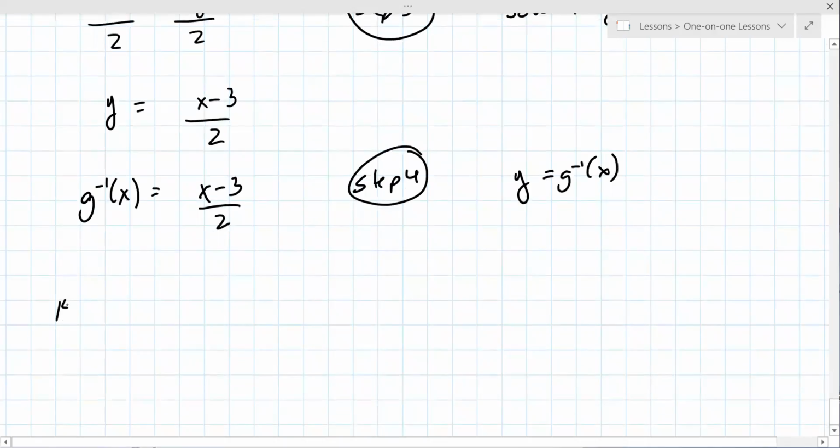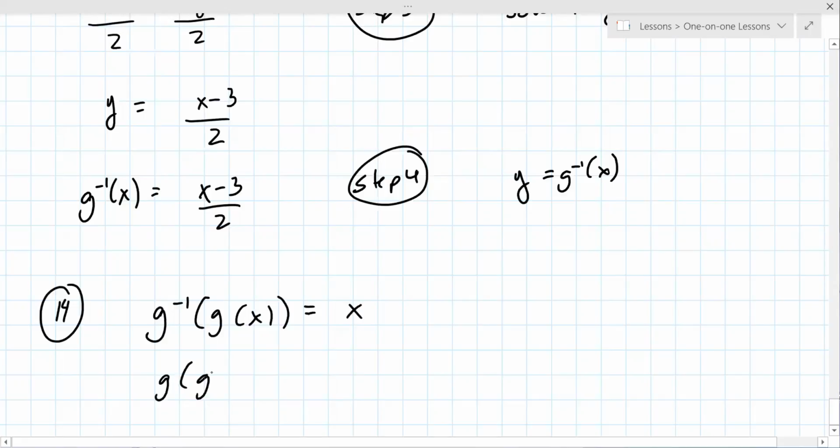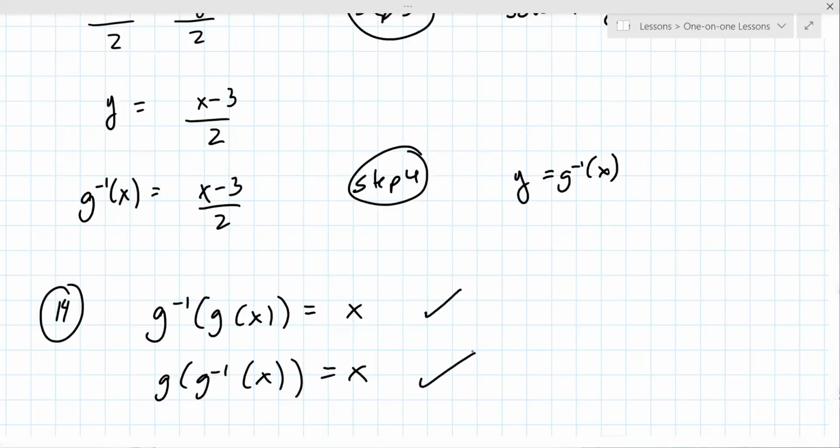All right, so 14, we're not going to do because it's just a property. G inverse of g of x equals x. G of g inverse of x equals x. So whatever that number is, you get it out. So 14, the answer is minus 43.875.